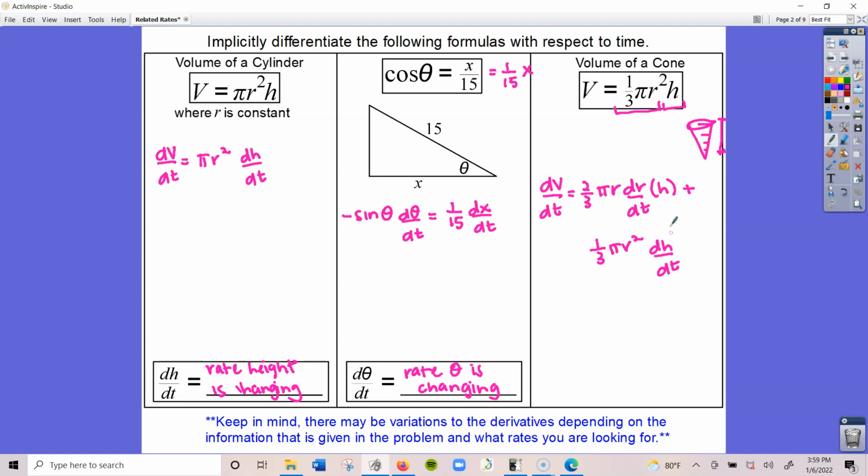Now when it comes to cones, we're going to be using a different method so that we don't have to go through this product rule, but I wanted you to understand how to find that derivative. Keep in mind that there may be different variations to the derivatives depending on what information is given in the problem. We may have constants that we can plug in, so our derivatives could change. But in general, these are the most commonly used equations.